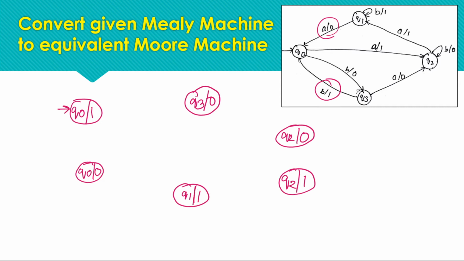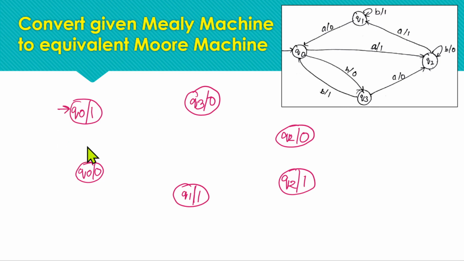Right, now let's consider all the transitions of the Mealy machine for the transitions in the equivalent Moore machine. So let's draw the transitions. Let's complete the single states first. Q3 and Q1 are the single states, so they will have the same transitions in the Moore machine. If we have two transitions from Q3, then we will have the same two transitions in the Moore machine as well.